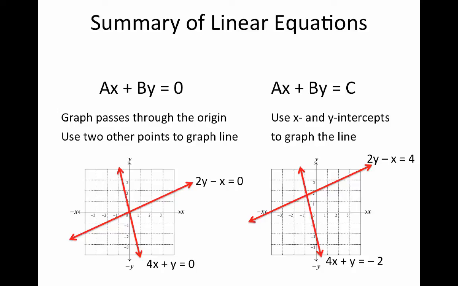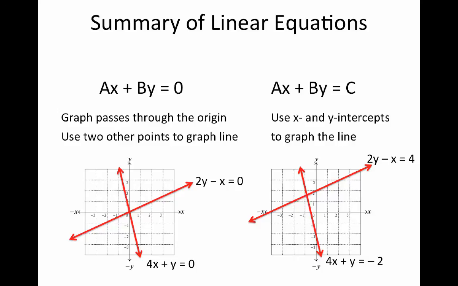When we have an equation of the form ax plus by is equal to 0, we know that that line goes through the origin. We need to use 2 other points to graph the line. And when ax plus by is equal to c, the right side of the equation is equal to some number, we can use the x and y intercepts to graph the line.